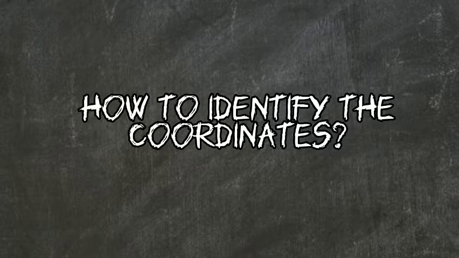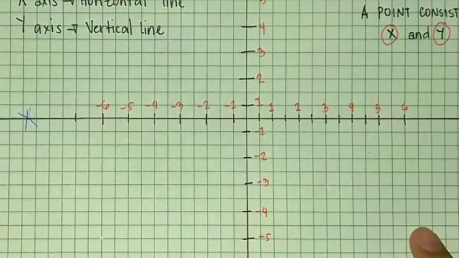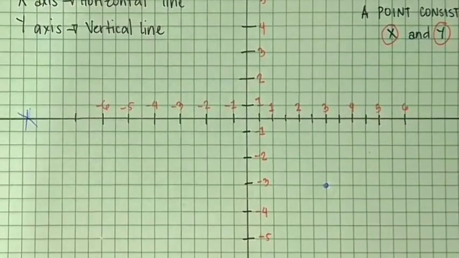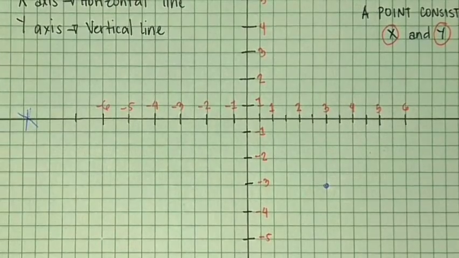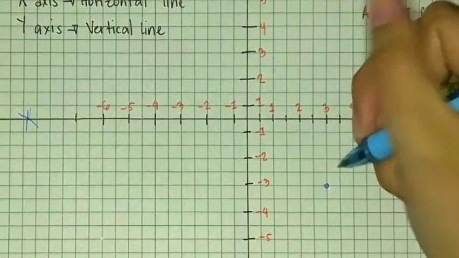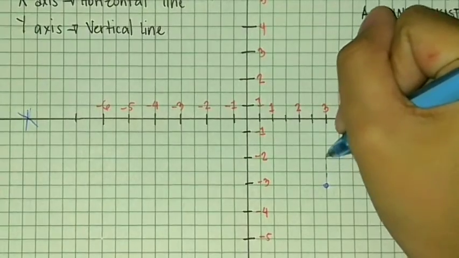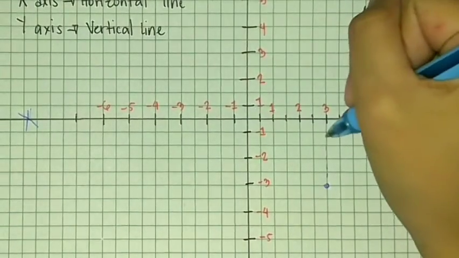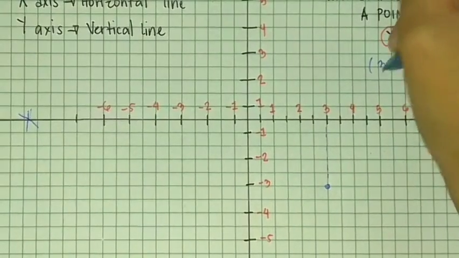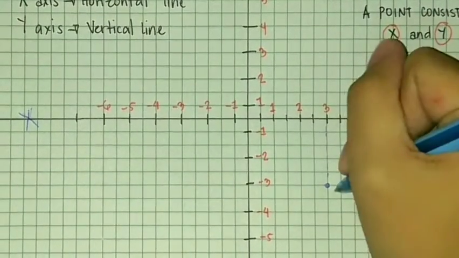How do we identify the coordinates? Let's say, for example, that we have point A located right here. So, very important note, each coordinate of a point consists of x and y. So in order to get our x coordinate, we can draw a line that goes directly towards our x-axis, and then we're going to land directly on positive 3. That means positive 3 is our x coordinate for point A.